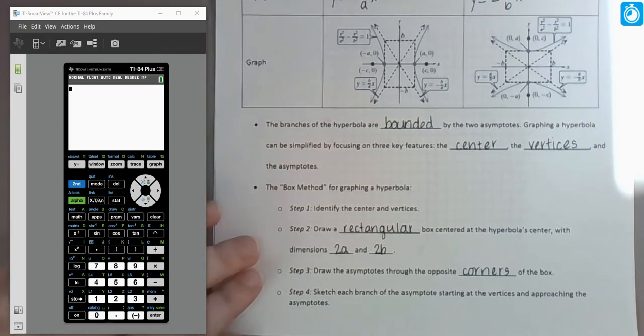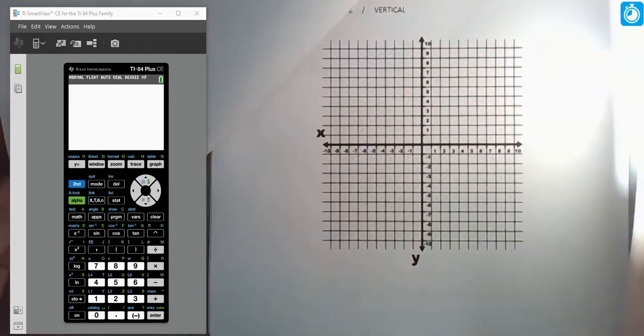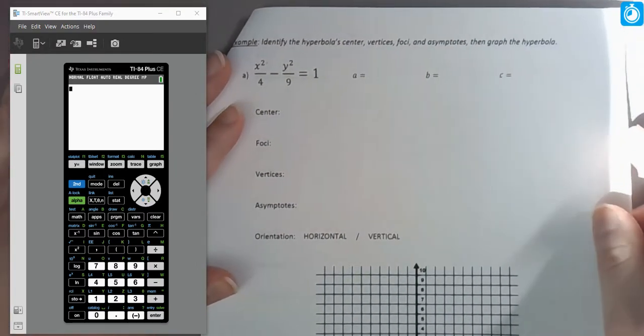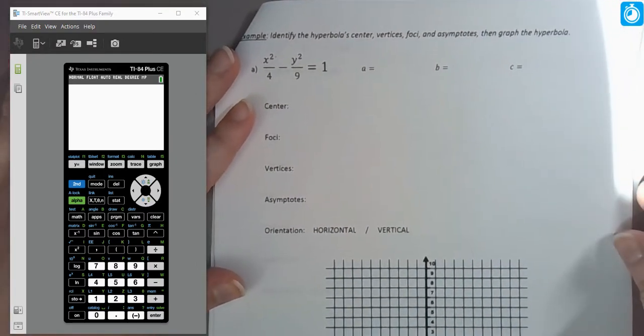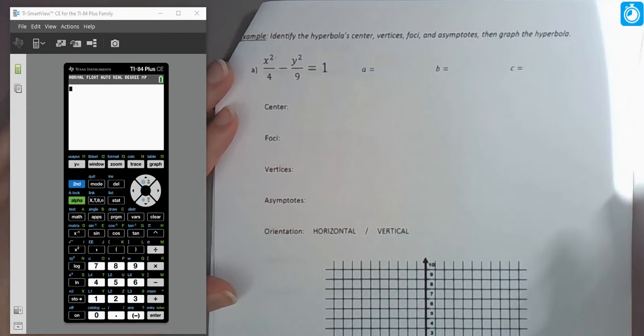So let's look at a couple of examples. And just like with the ellipses, we want to identify all those key features that we need and then put everything on the graph and see if we can get a reasonably good picture. Now you'll probably want to have some type of straight edge with you so that you can draw those asymptotes a little bit more easily. So we want to identify this hyperbola's center, its vertices, its foci, and its asymptotes, and then graph the hyperbola.